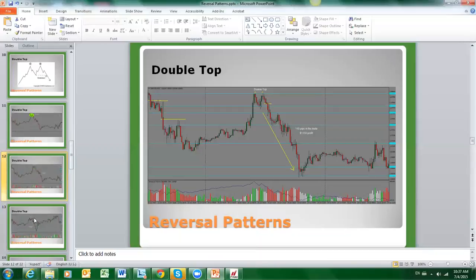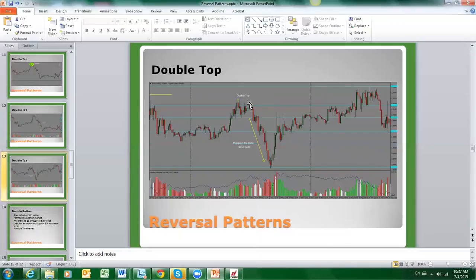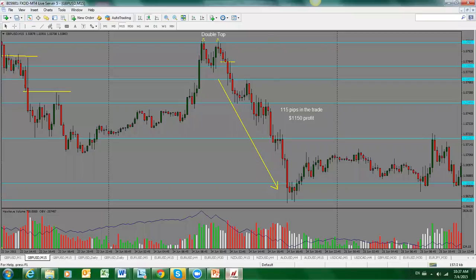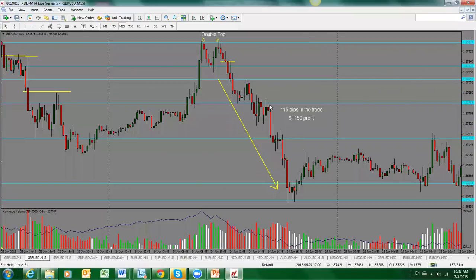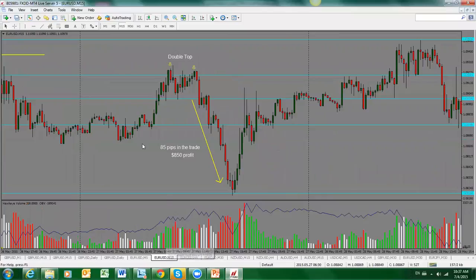Now let's take a look at, so we talked about the double top. This is just another trade example here. Let me see if I can pull that up on the chart here as well. So this was in the pound that we looked at, pound US dollar 15-minute chart. Now let's look at an example in the euro. So same sort of pattern here.